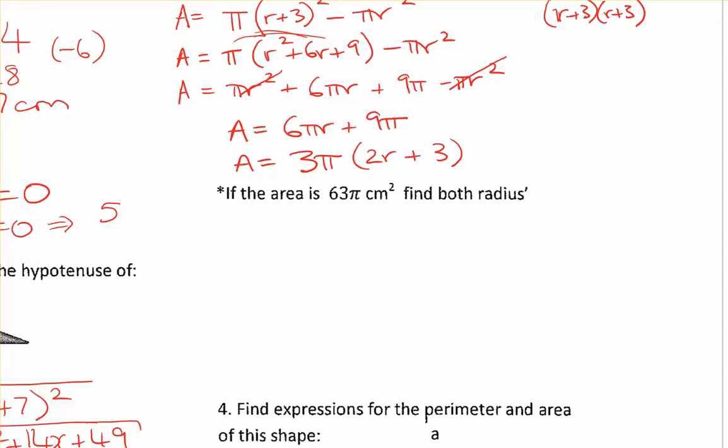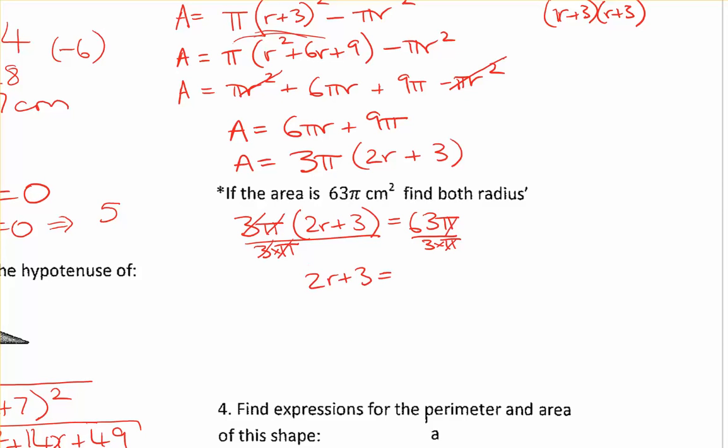Now if the area is 63 pi, find both radiuses. Right, so 3 pi equals 63 pi. Now the good thing is that we've got pi in our answer on the right hand side as well, so we could actually divide both sides by pi, and while we're at it we'll divide both sides by 3 times pi, because then we'll get some cancelling. Which would mean that the big radius, which was 3 centimetres more than that, must be 12.